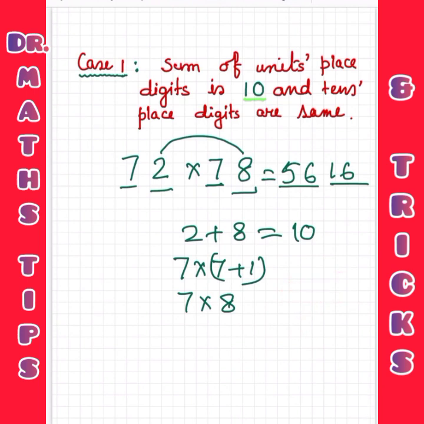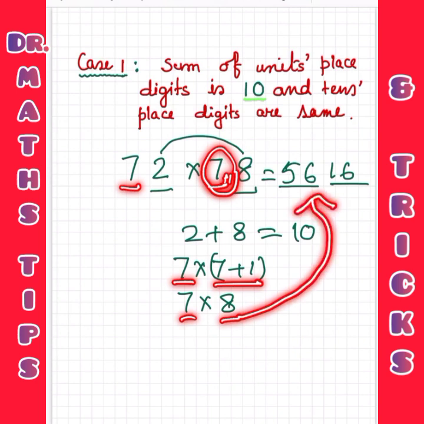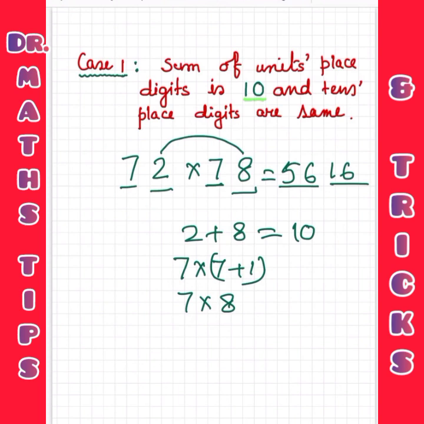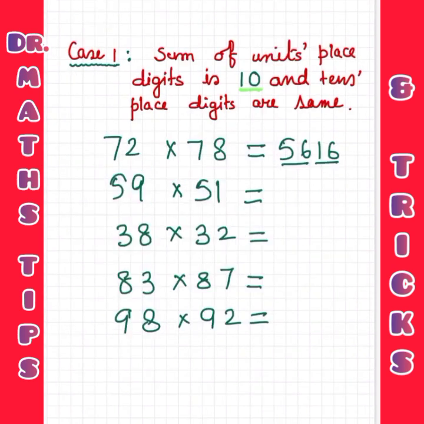Let me tell you again. Multiply 2 and 8 first. Write 16 on the right side. And for the same number 7, we multiply 7 into 7 plus 1, that is 8. 7 into 8, 7 8s are 56. Write it on the left side. Here we are done with a simple and quick multiplication.